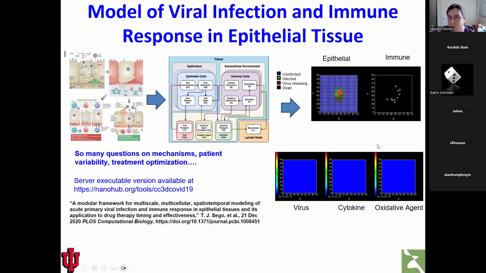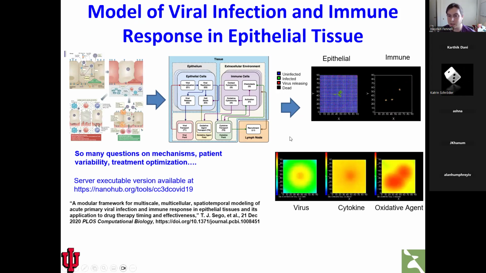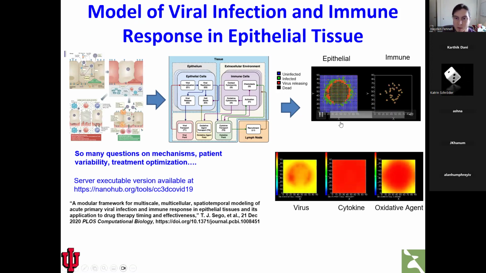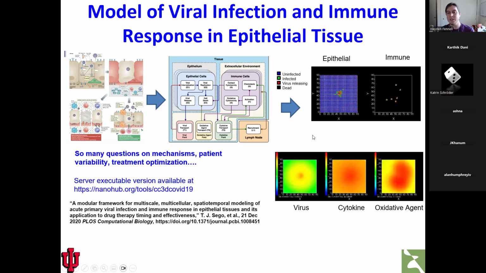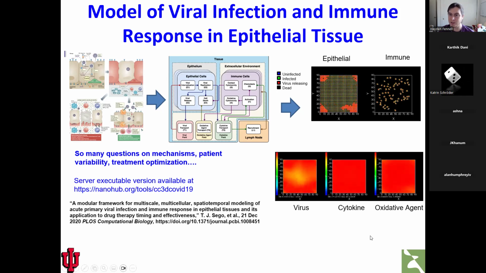CompuCell has also been used to study viral infection and immune response. During COVID, there were a number of studies using CompuCell to look at how virus spreads throughout various types of tissue. I won't go into too much detail about that today. This is just to give you an idea again of the various settings where CompuCell has been used in the past. So lots of different types of applications, all using the same underlying simulation methodology.